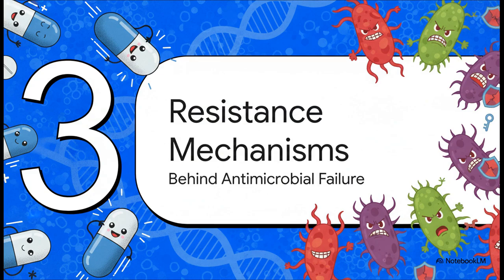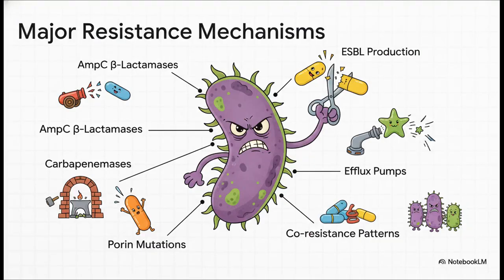All right, let's move on to Section 3. Now we're getting into the how, the key resistance mechanisms that explain why our antimicrobials sometimes fail. We're dealing with several major strategies these bacteria use. You've got ESBL production, of course. Then there's the tricky business of AmpC beta-lactamases, which can be inducible or derepressed. Carbapenemases are a huge one. Think KPC, NDM, and OXA-48-like enzymes. And beyond that, you've got other mechanisms like porin mutations that block drug entry, efflux pumps that actively kick drugs out, and complex co-resistance patterns.